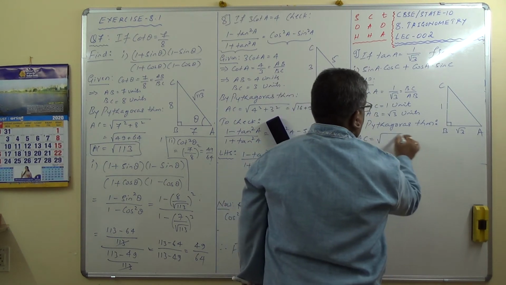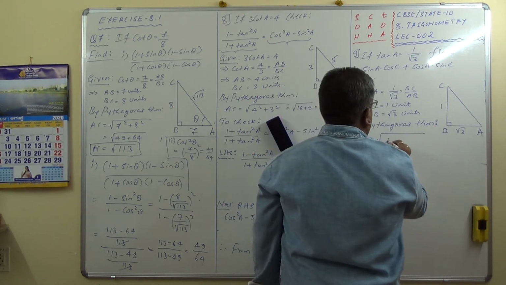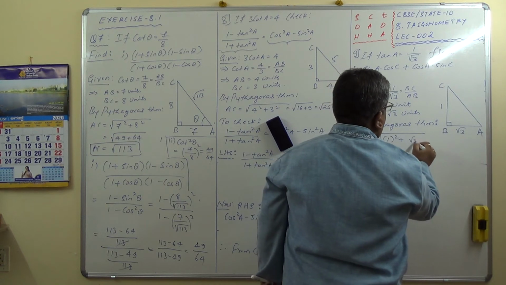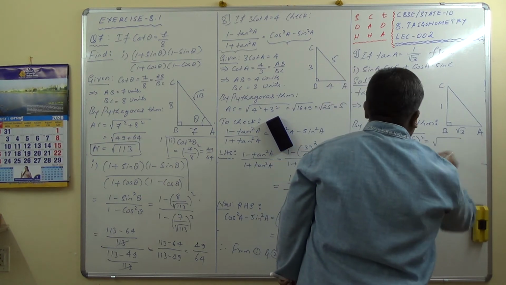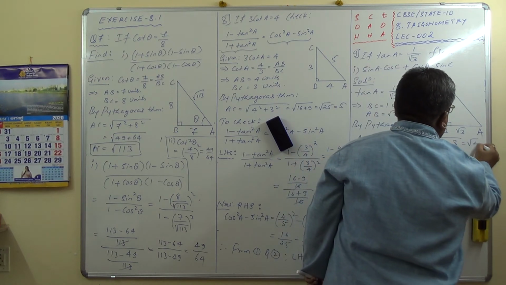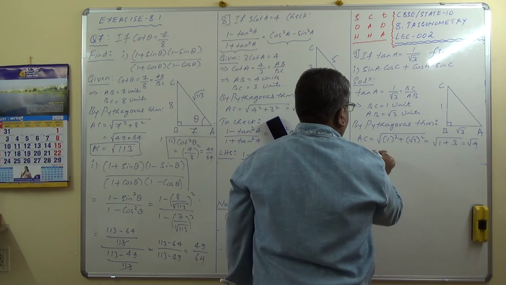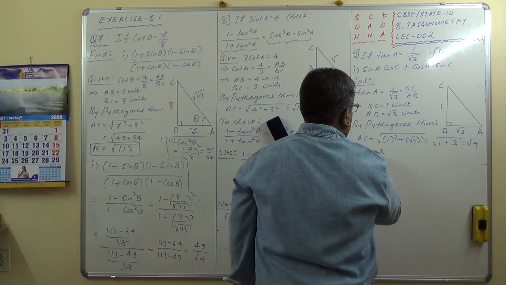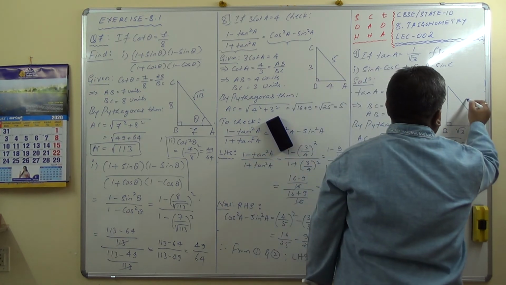AC equals under root of 1 square plus root 3 the whole square, under root of 1 plus 3, which is under root of 4. So AC equals 2. We got AC as 2 units.